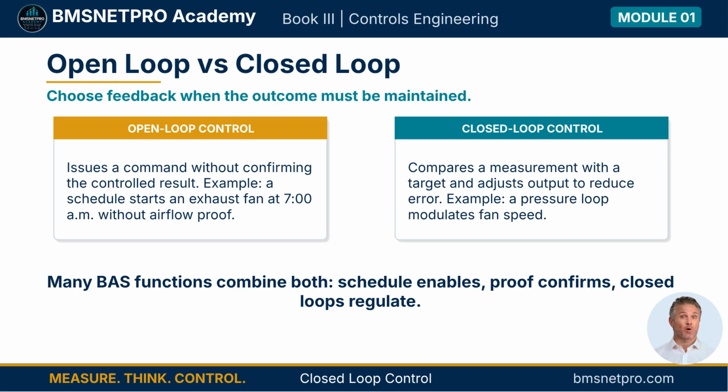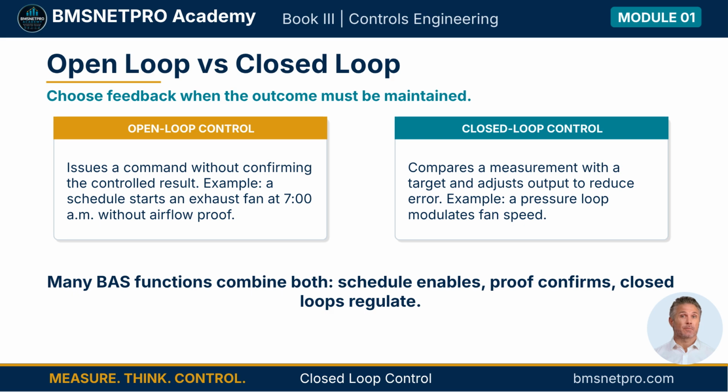Open loop control is not automatically wrong. If the result is predictable and the risk is low, it may be acceptable. A schedule can enable equipment. A fixed command can operate a simple device. But when disturbances matter, closed loop control is usually required.